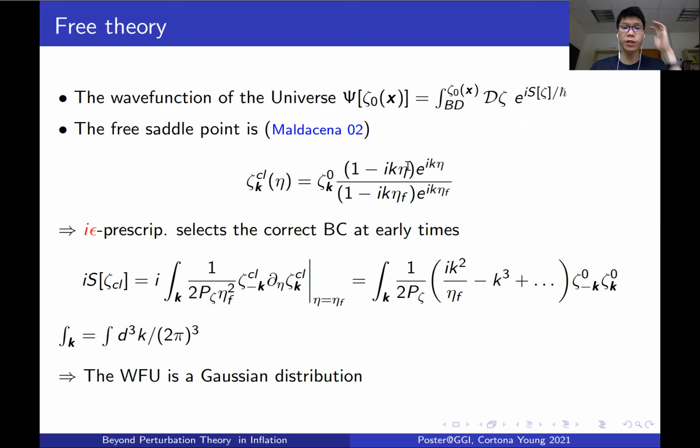In this case, the wave function is defined in this way. And you know that the free solution for theta can be written in this way. Then you can use this classical solution, plug it back into the action to compute the on-shell action. It turns out that it gives you a quadratic, and at the end, the wave function of the universe in this case is just a Gaussian distribution.